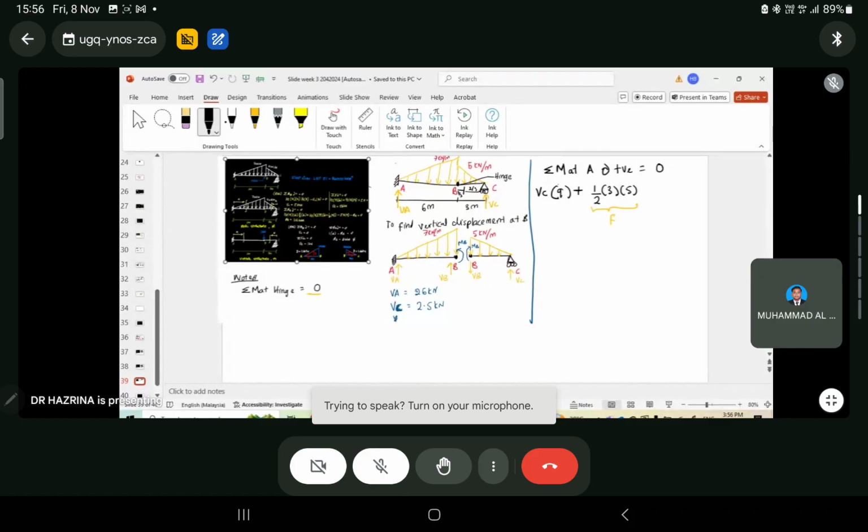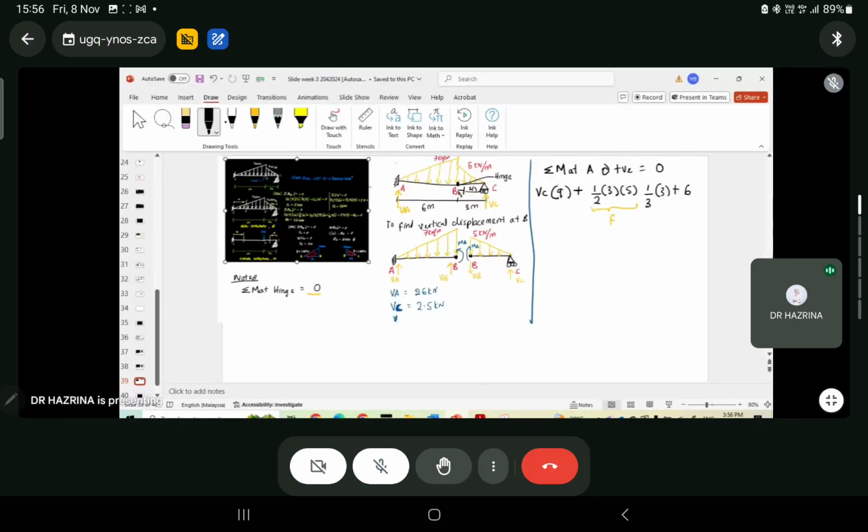2/3 darab 3. 1/3 1/3 darab 3. Darab dengan 3, betul tak? Campur? 6. 6. Yes, I sukakan semangat tu, campur 6.